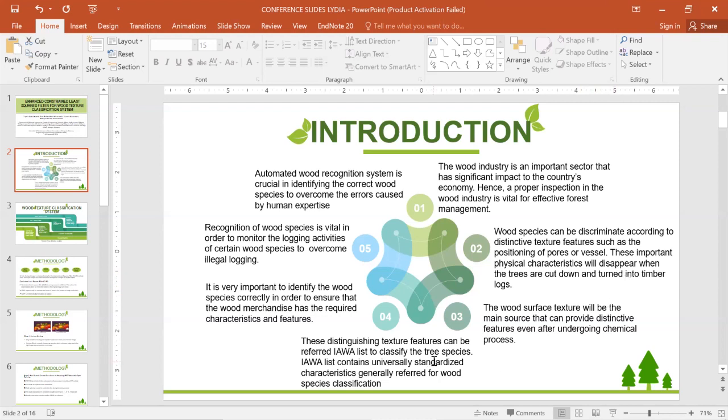These features can be referred to the IAWA list to classify the tree species, which contains universally standardized characteristics generally referred to for wood species classification. It is very important to identify the wood species correctly in order to ensure that the wood merchandise has the required characteristics and features. Recognition of the wood species is vital in order to monitor the logging activities of certain wood species to overcome illegal logging. An automated wood recognition system is crucial in identifying the correct wood species to overcome the errors caused by human expertise.